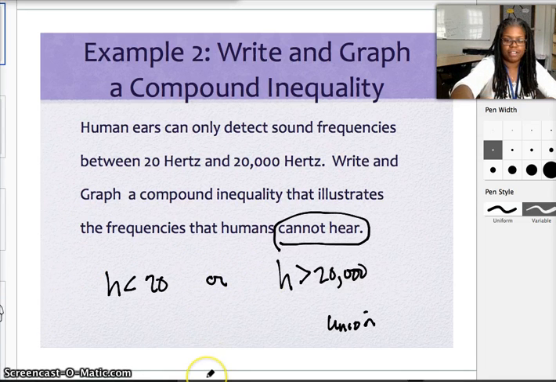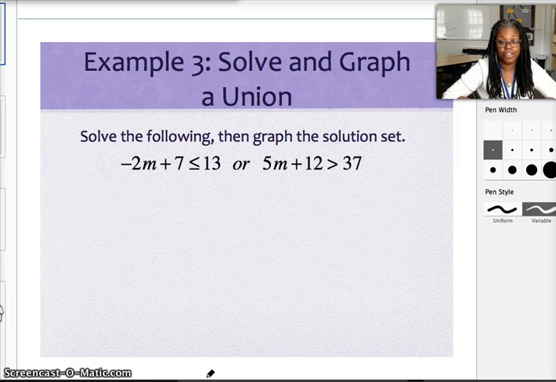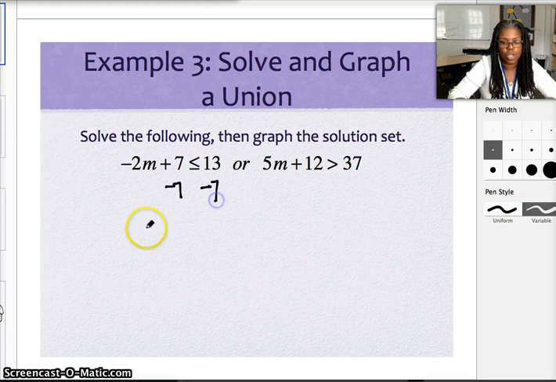Let's see. I think example 3 is our last one. And here it is. We're going to solve and graph a union. So again, remember, unions often have the word or here, and we're going to solve these like we do any other type of equation. So I'm going to isolate my 2m by subtracting 7 from both sides. When I do that, I'm left with negative 2m is less than or equal to 13 plus a negative 7, which is a 6. I'm going to divide both sides by a negative 2.